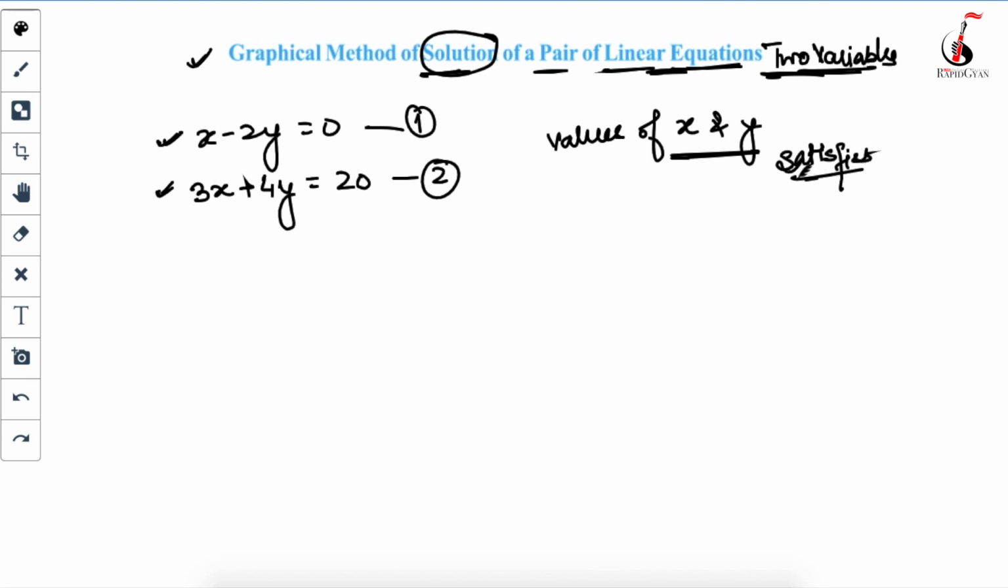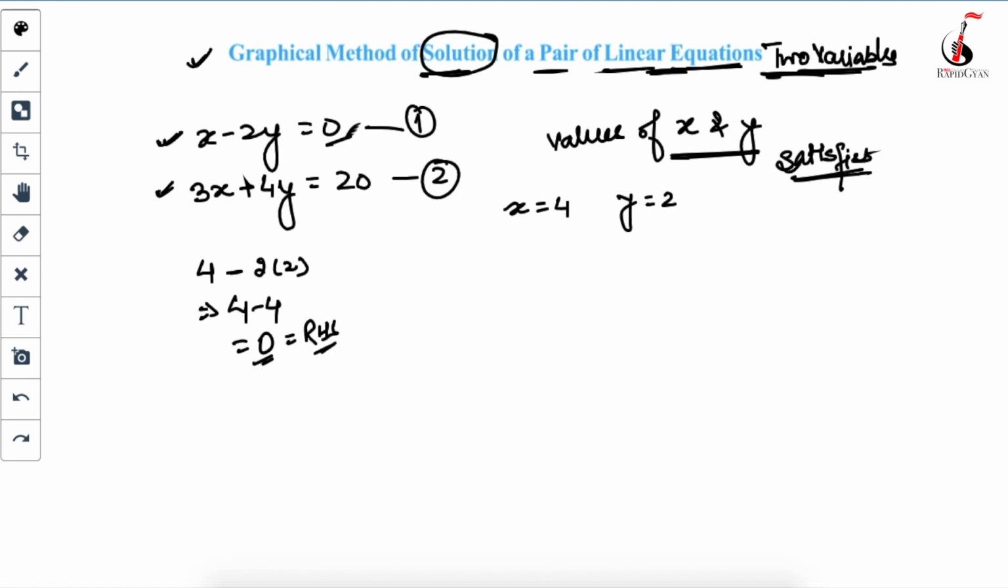For example, suppose I have taken the values x equal to 4 and y equal to 2. I am going to replace the values of x and y in equation 1. So what will I get? 4 minus 2 times 2, which gives 4 minus 4, which is equal to 0, and this is equal to the RHS because the RHS value is also 0, correct? So the first equation is satisfied.